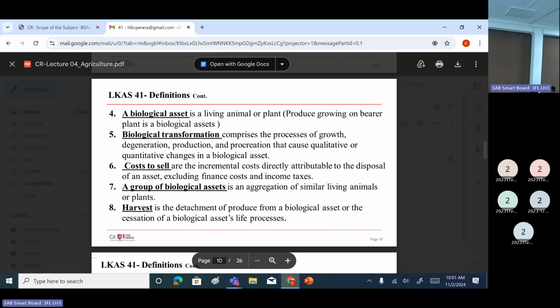Biological transformation. Whatever the field, let's say you are having a tea plantation. You prepare the ground and put tea plants. After one month, you can see growth in those trees, right? That growth you can consider as a biological transformation. That biological transformation should be controlled by the management. That is called agricultural activity. Through agricultural activity, you should control this biological transformation.